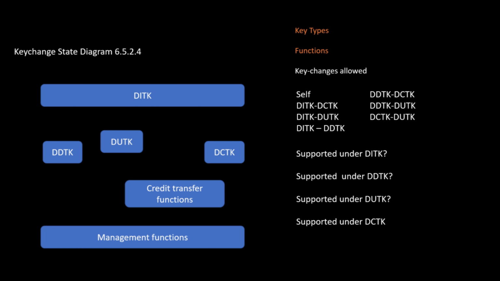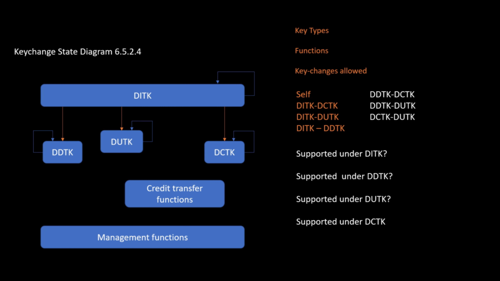Now let's look at the key changes that are allowed. So first of all, key changes to a key itself, all of them. So you can go from DD to DD, DU to DU, DC to DC, or DI to DI. So any one of these keys can do a key change back to themselves. If you have a look, DI to DC is allowed. So you can go from a DITK to a DCTK. You can also go from a DITK to a DUTK or a DITK to a DDTK.